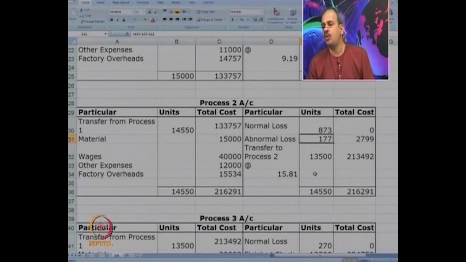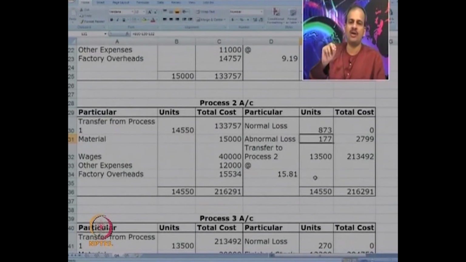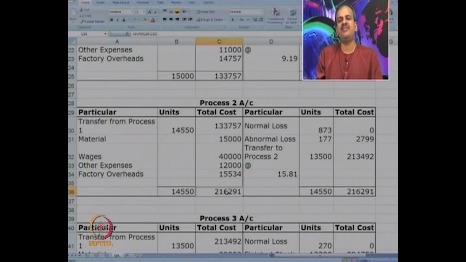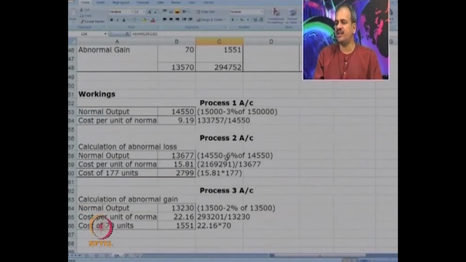Okay. Now try to calculate the amount of abnormal loss and the transfer. How to do it? Take the total cost and divide it by the normal output so that you get the rate per unit. I will show you the working done below.